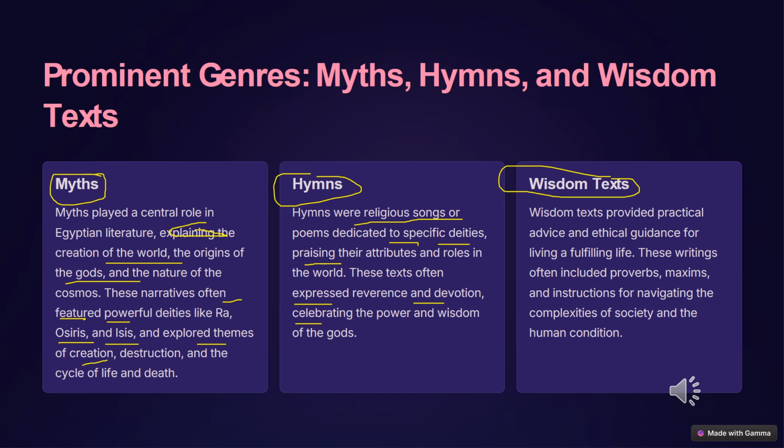So these wisdom texts are very important because they are advice and guidance for living a life. Okay, so these writings include proverbs, maxims, and instructions on how to live a fulfilling life, and usually this is about the complexities of society and human conditions, survival.